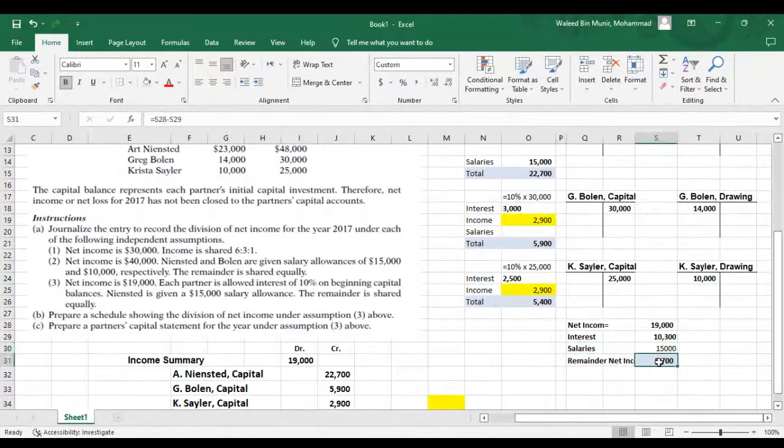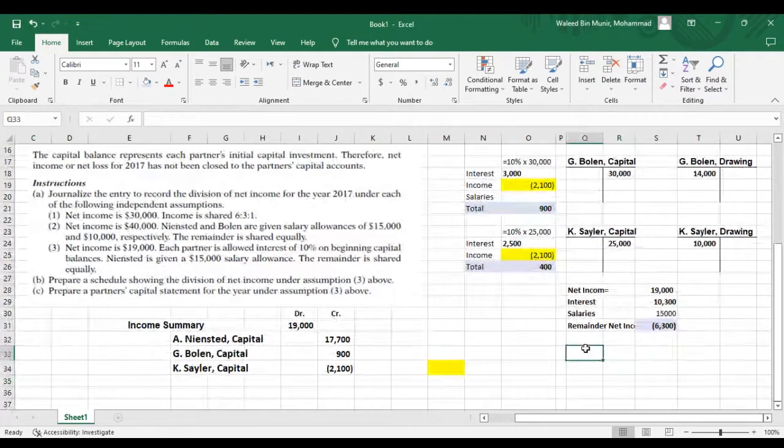So, minus 15,000. So now it is the correct amount. Okay. We just forgot the salaries. Now understand. Sorry, I'll come back to this question.